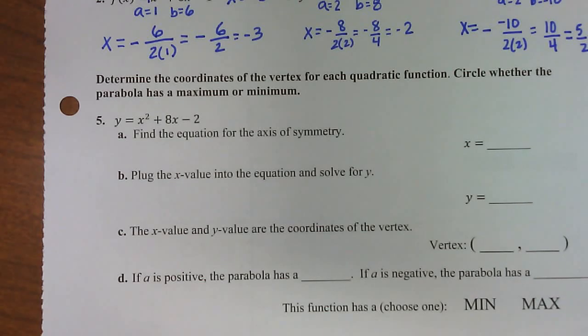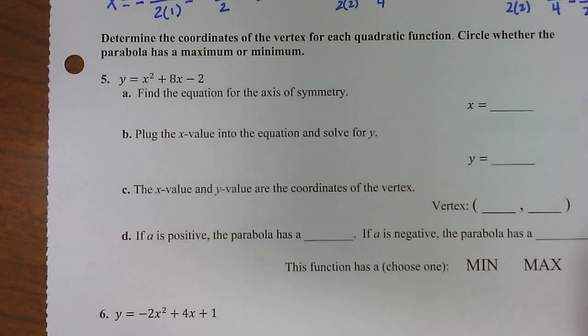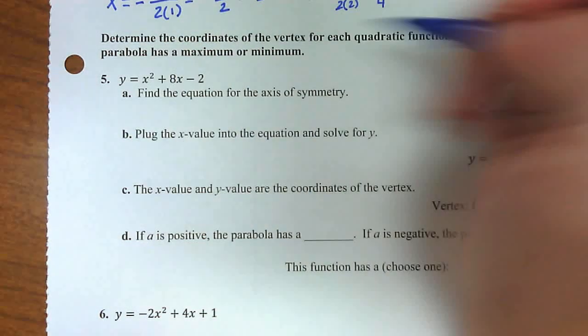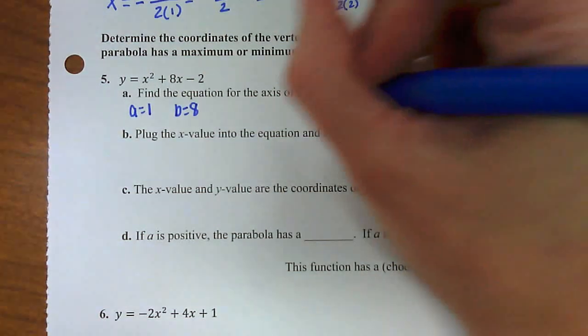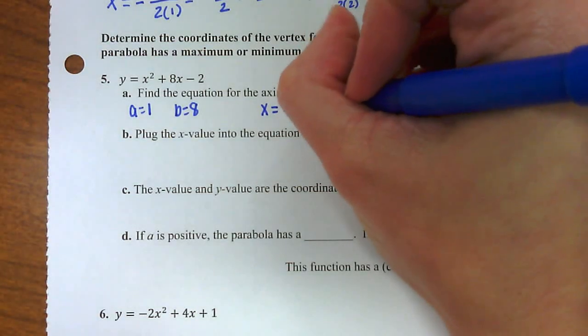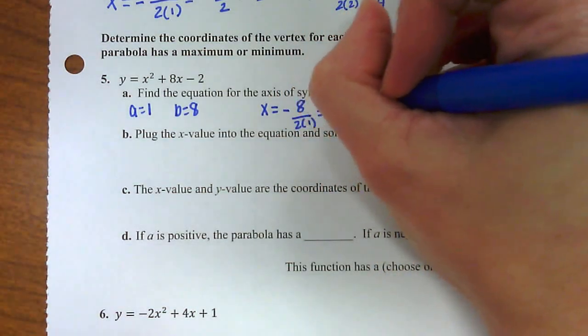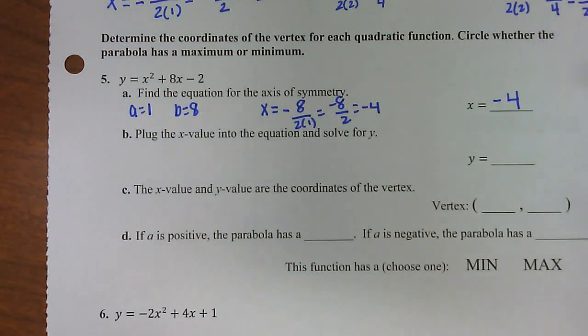The second part to helping us find the graph when we're in standard form is how to find the vertex. We have to find the axis of symmetry first, because just like in vertex form, the axis of symmetry is the x value of the vertex. So in this problem, A is 1, B is 8. So when we use the formula for axis of symmetry, we're going to have x equals negative 8 over 2 times 1. So negative 8 over 2 gives me negative 4. That's the x value of our vertex.